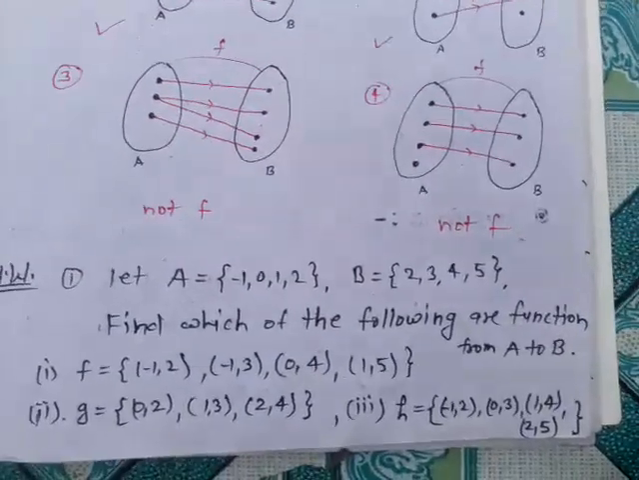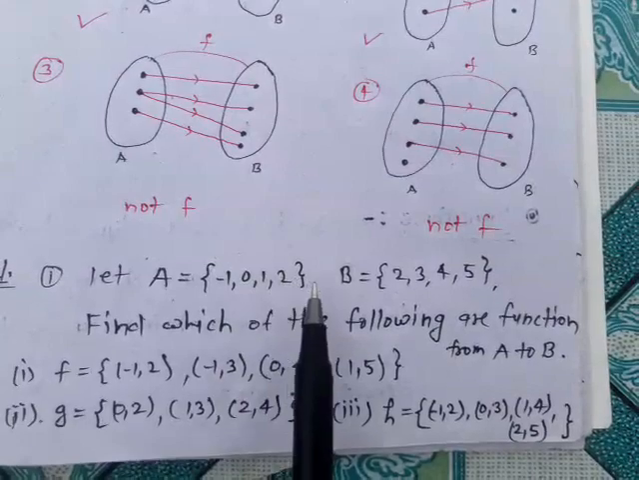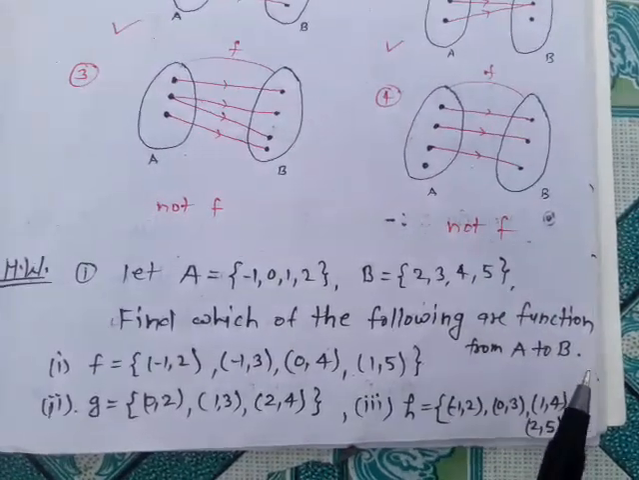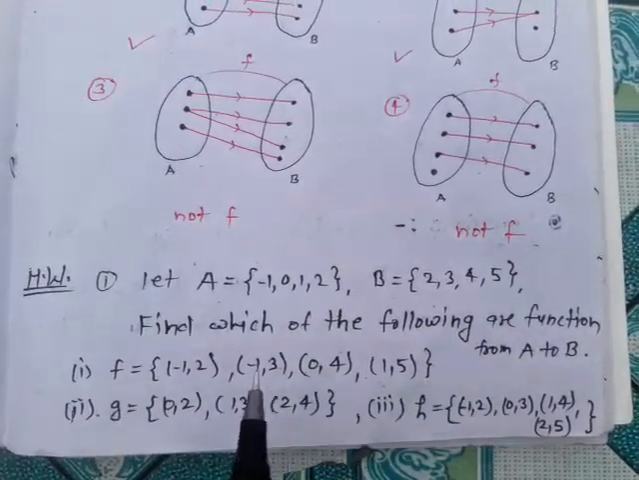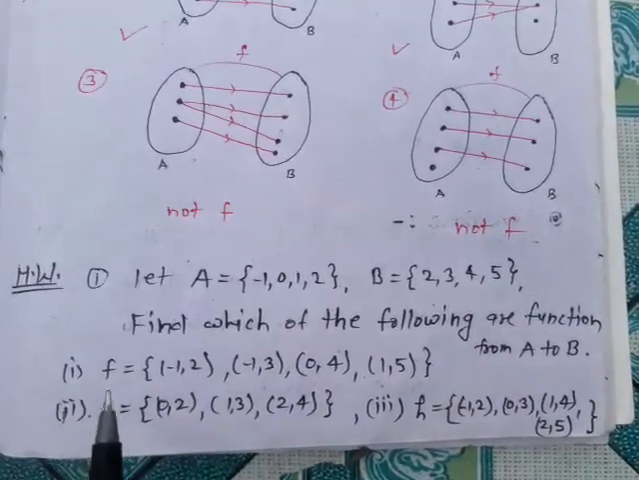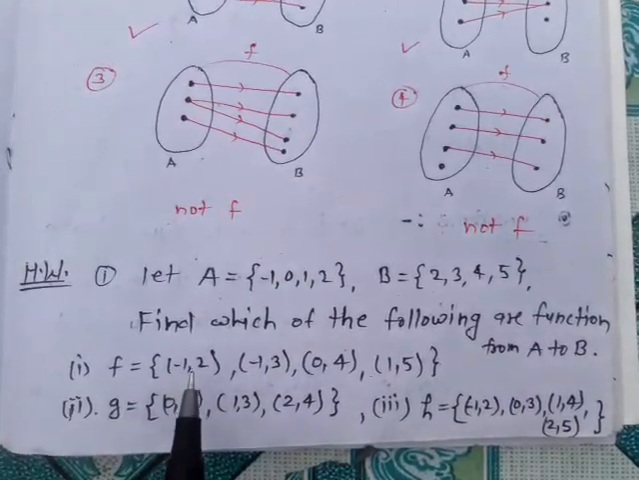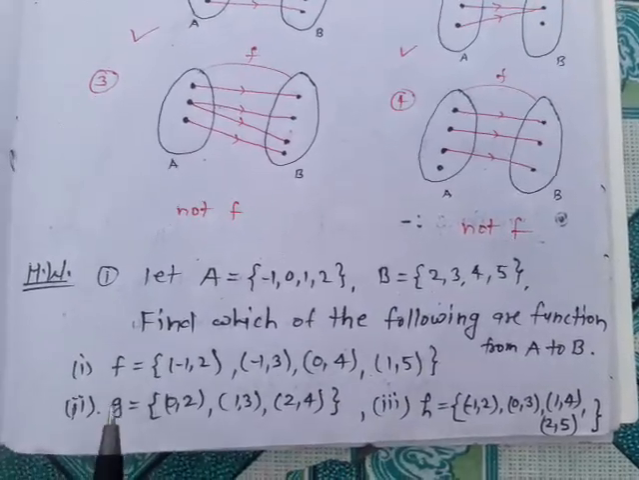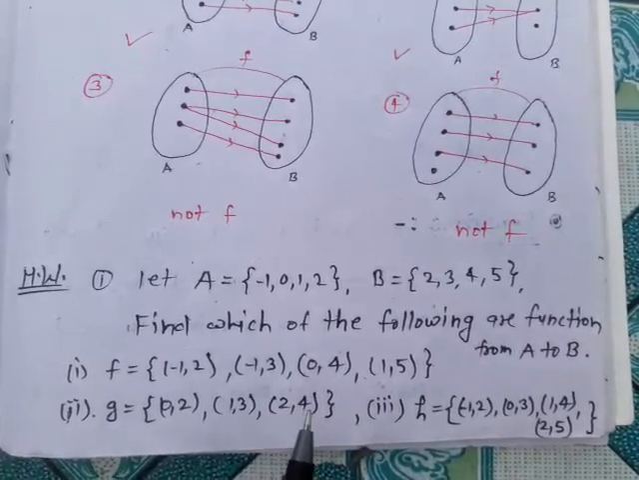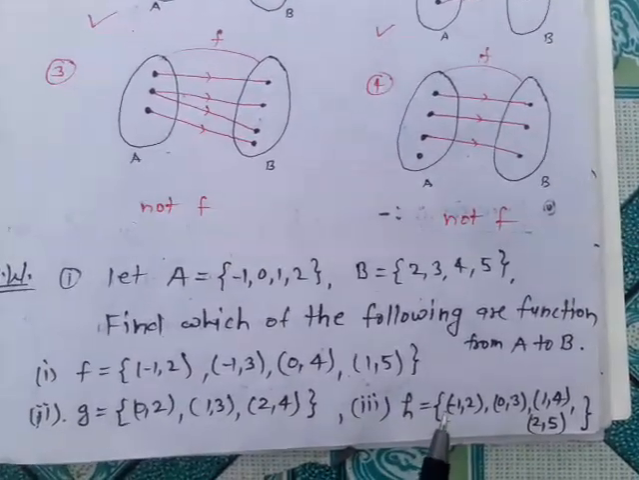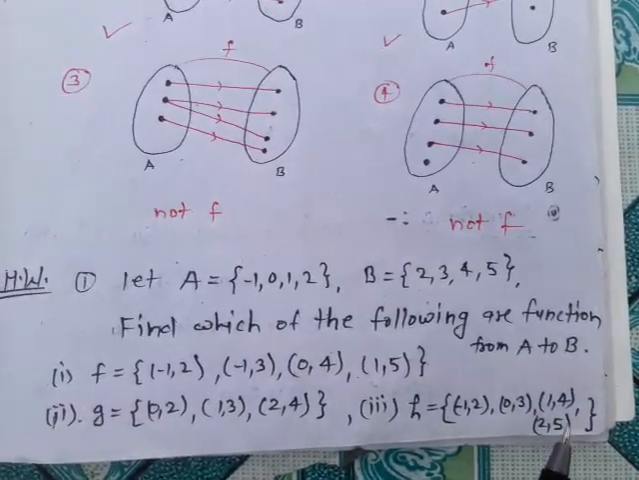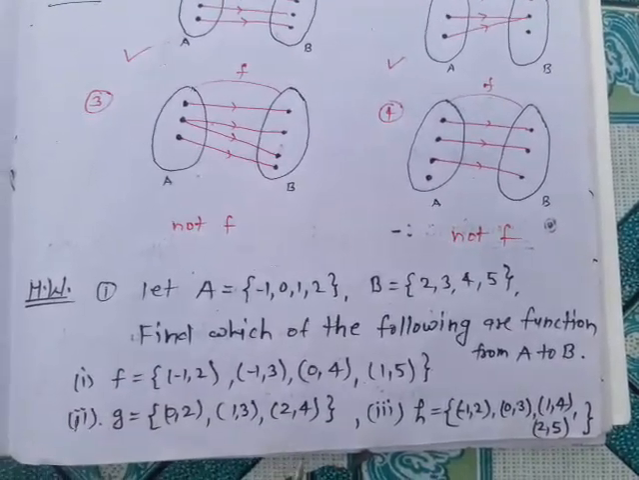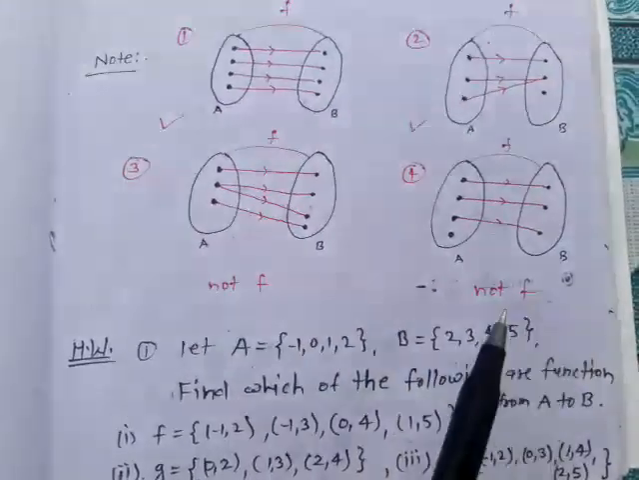Now your homework is: let capital A equal {-1, 0, 1, 2} and B equal {2, 3, 4, 5}. Find which of the following are functions from A to B. Check these three. First one is F equal to, in ordered pairs, {(-1,2), (-1,3), (0,4), (1,5)}, second one is G equal to {(0,2), (1,3), (2,4)}, and the third one is H equal to {(-1,2), (0,3), (1,4), (2,5)}. You should check whether these three F, G, H are functions or not, and for this you must memorize this pattern. Thank you.